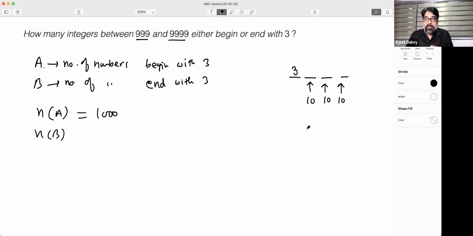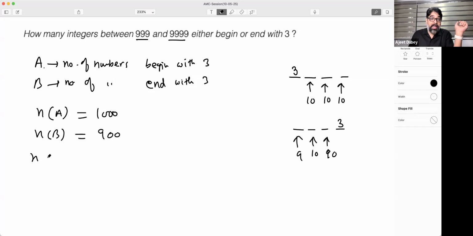NB: think of 4-digit numbers which end with 3. Now I have to fill the rest. I will start from here. Why? Because 0 should not come here, otherwise it will become a 3-digit number. So this place can be filled by 9 ways, this place by 10 ways, and this is also 10 ways. So NB will be equal to 900.